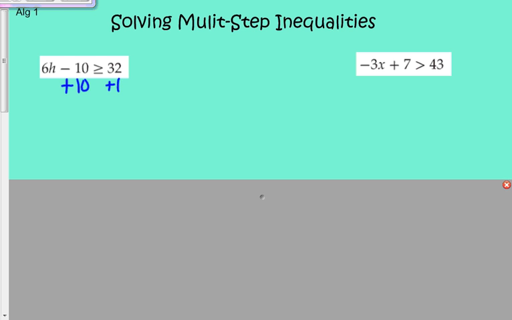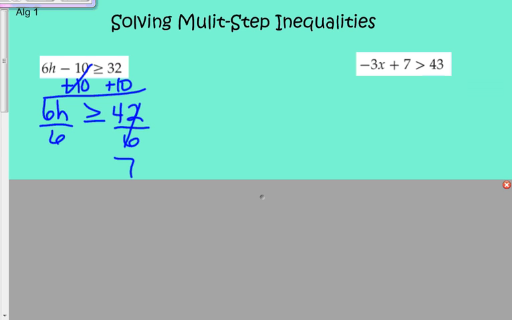Add 10 to both sides because that's easy to get rid of. 6h drops down. Our inequality symbol drops down. 32 plus 10 is 42. We'll get rid of our 6 by dividing it. 42 divided by 6 is 7. 6 is gone here. H is greater than or equal to 7.